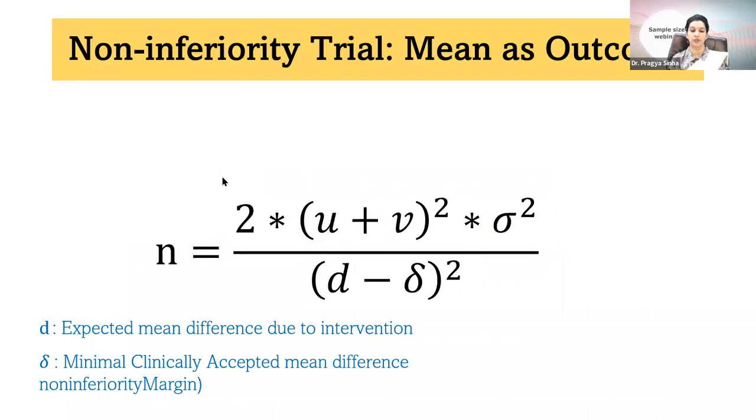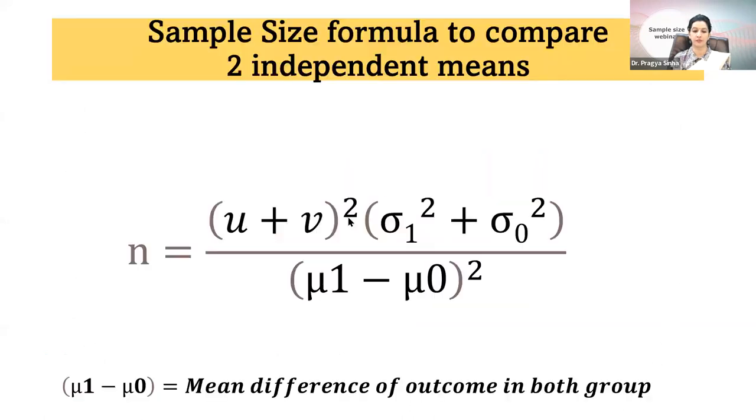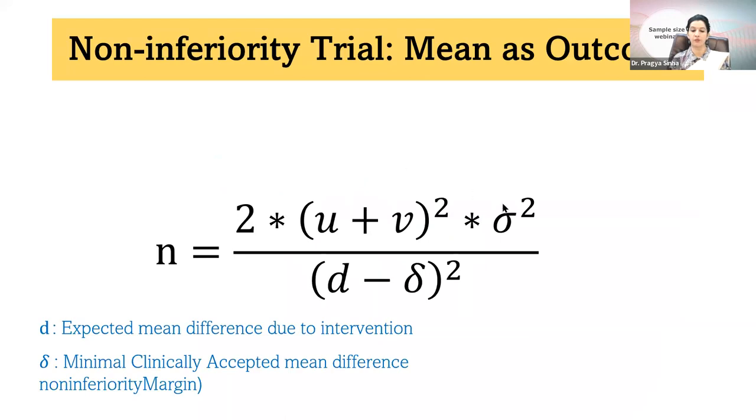So the recommended approach is this sample size. How do you do it? You multiply this by 2. That means in each arm, this (U plus V) square is the same, which you have seen here. What you do is just square this, and then in the denominator it is D minus this delta. Now, what is this delta? This is the minimal clinically accepted difference. So basically this delta is the non-inferiority margin, or in case of an equivalence trial, the equivalence margin.